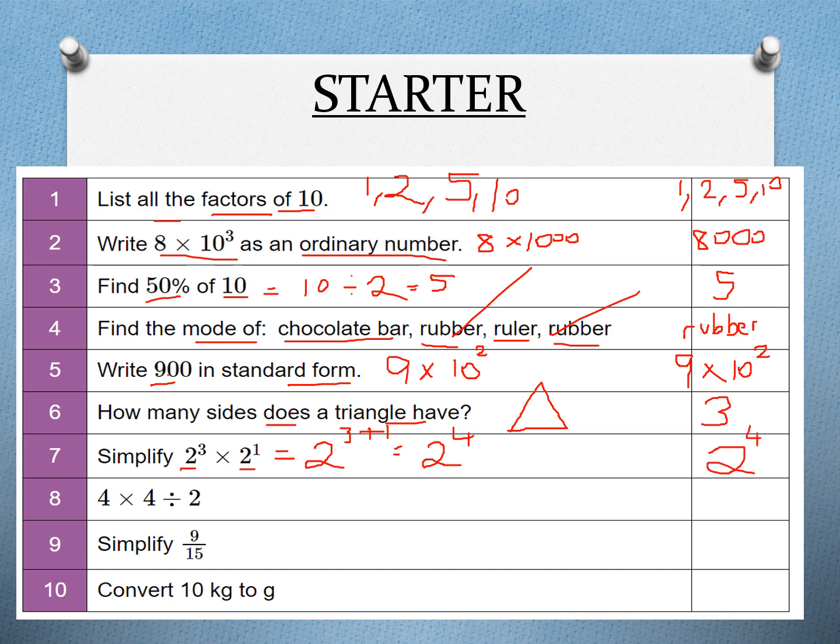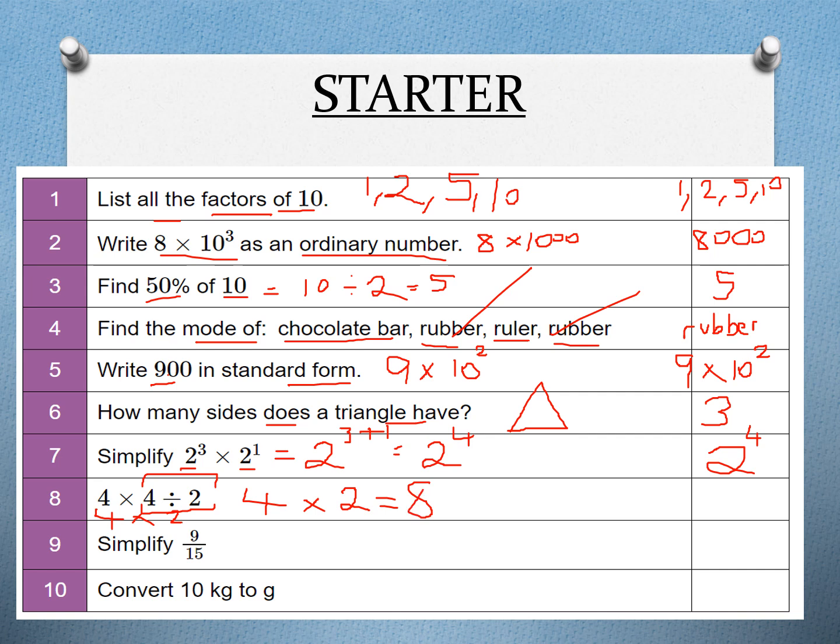This next one, question number 8. 4 times 4 divided by 2. So using BIDMAS, I'm going to do the division first. So 4 divided by 2 is 2. So 4 lots of 2. So then I have 4 times 2, 4 lots of 2, which is 8, guys.